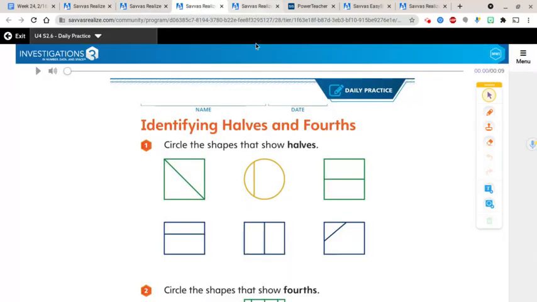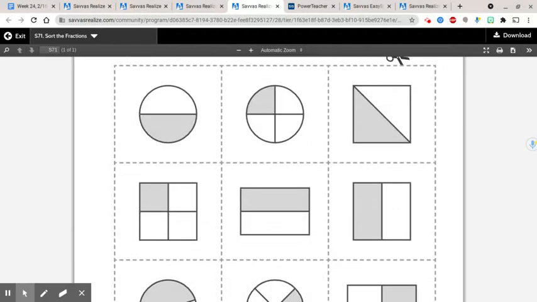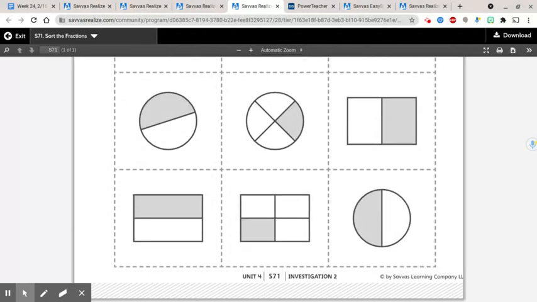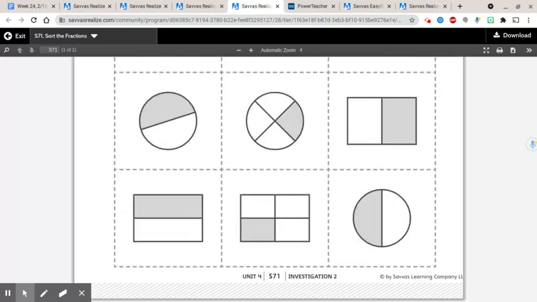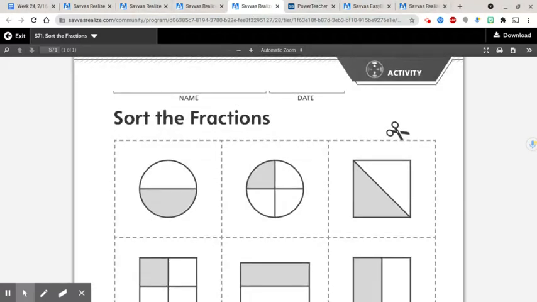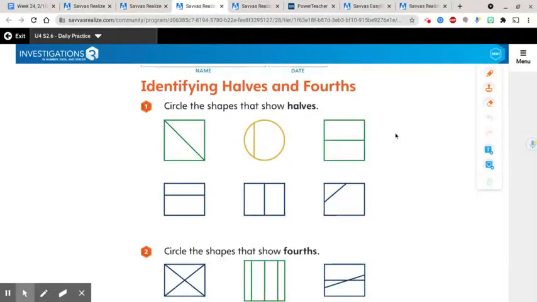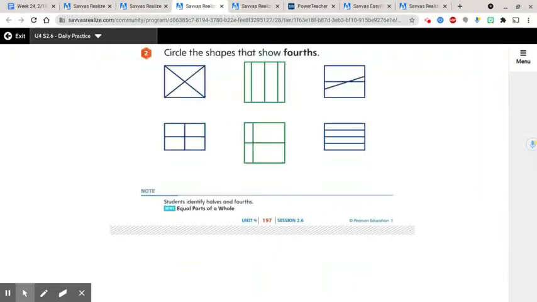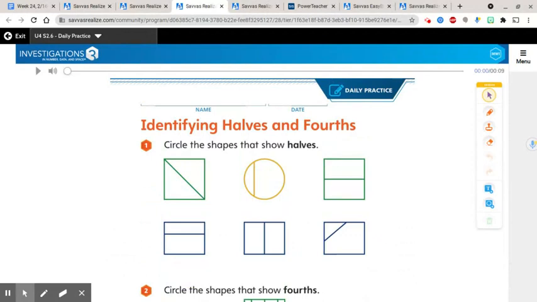All right, now, when you are working on your own, there's a couple of things that you can do. You can print this paper and cut up these fractions and think about the different ways that you can sort the fractions, or you can practice drawing them and think about how you would sort these fractions. Either way. And then in your book, what you're going to do is you're going to work on page 197. Okay, and you're going to follow the directions to find the shapes that show halves and fourths.